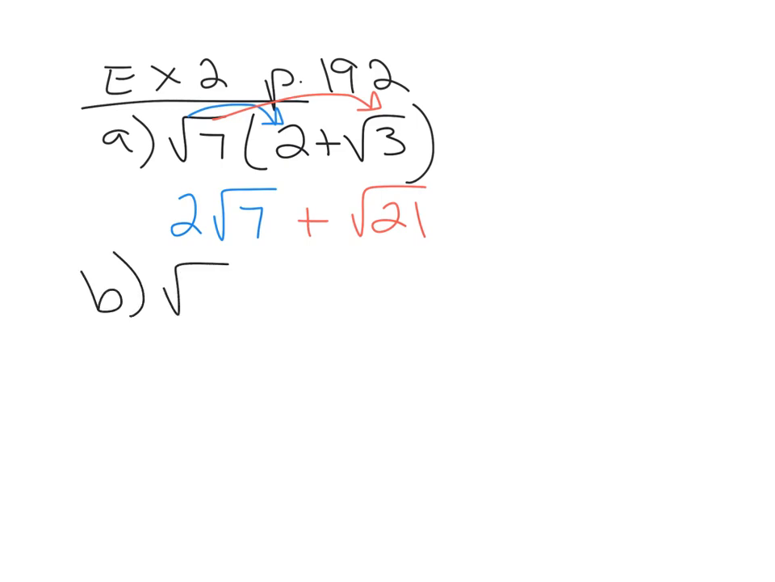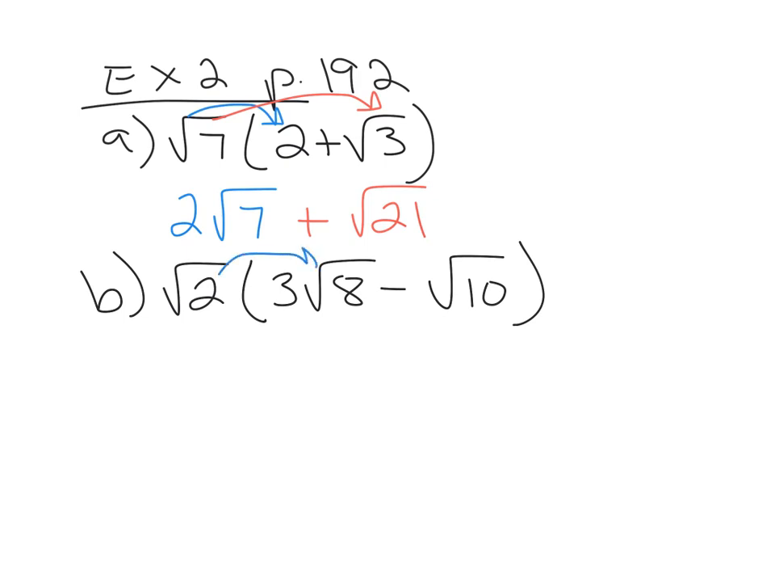We've got the square root of 2 times 3 square root of 8 minus square root of 10. And of course we have the same things going on where we're going to do distributive property. When we multiply this term times this term, you have numbers on the outside. So you have a 1 here, the invisible 1, times the 3. That's going to give you a 3 on the outside. And then you have the radicals, the 2 times the 8, giving you 16 on the inside. We'll simplify that in a second here.